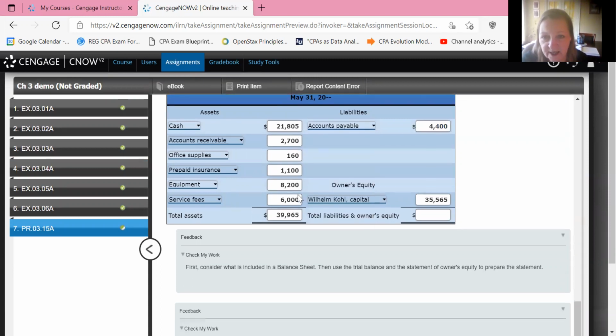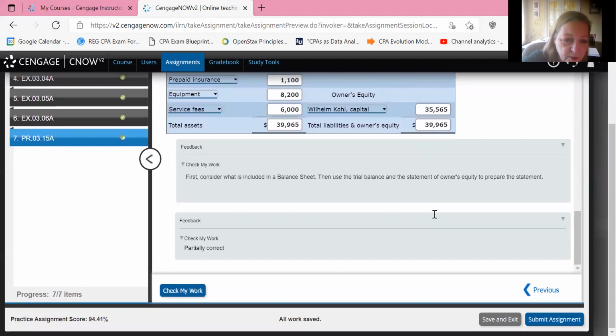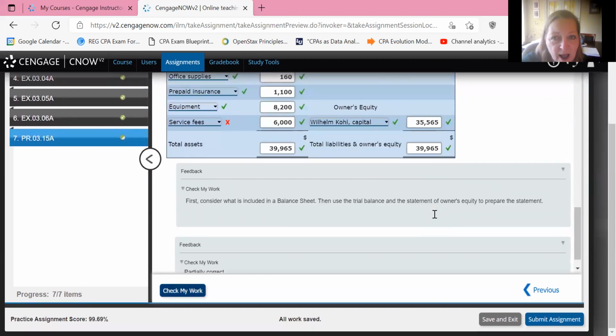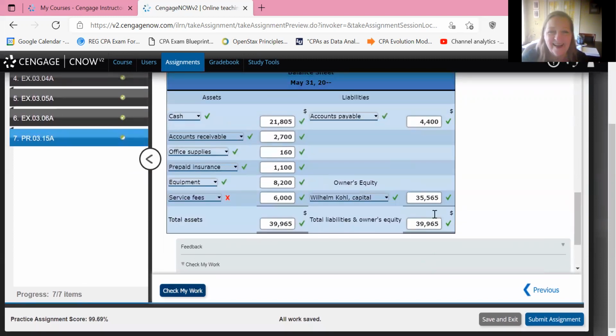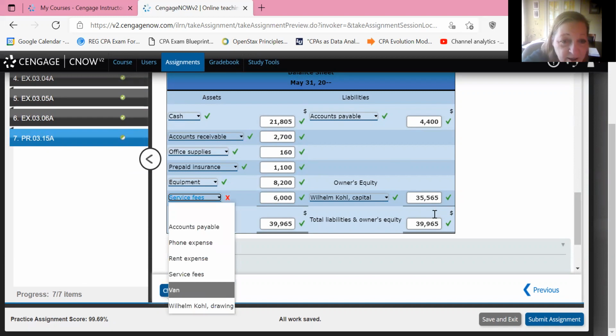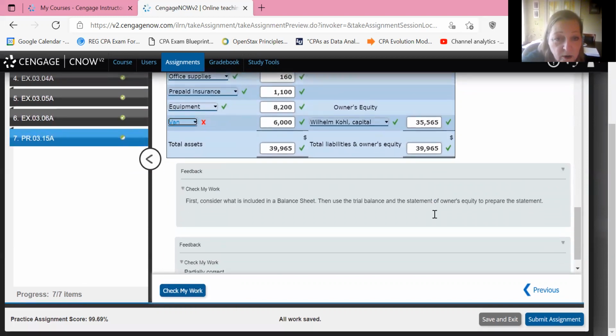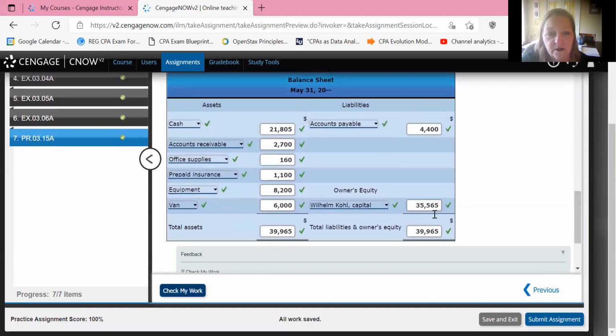Okay, now let's add up the total of the liabilities, $4,400, and the total of the equity, $35,565, and we're going to get a total of $39,965. We look over at the assets, we see it's the same. We're like, yes. So we're so happy. So let's check my work one more time. I was just picking this with my finger. I picked the wrong account. Down here when I was trying to pick van, I got service fees accidentally. Hey, this is why you want to use check my work, right? That's right. Now it's perfect.